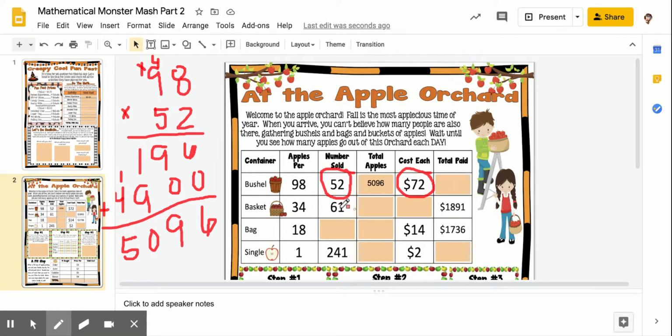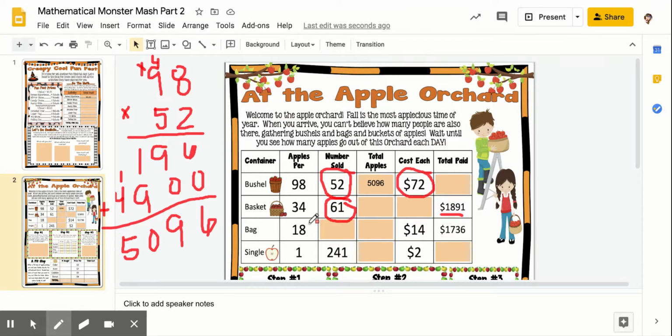And then you'll do the same thing for baskets, right? I've got my number of apples in a basket, my number of baskets sold. Total apples would be 34 times 61, right? And now, in order to figure out the cost of each one, though, you have to look at your total paid, right? My $1,891 is the total amount paid for all of the baskets, right? So I would have to do 1,891 divided by the number sold, 61, in order to figure out the cost of them each.